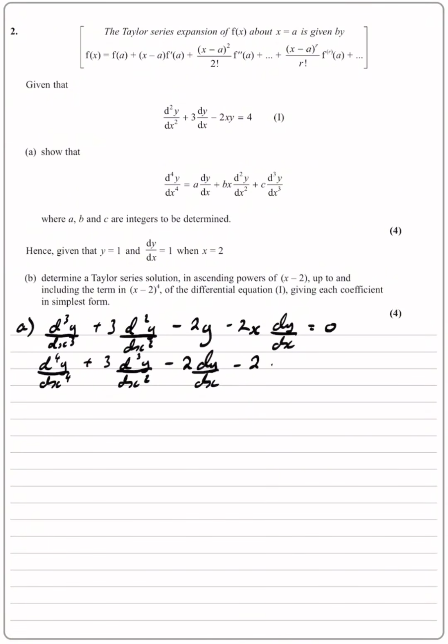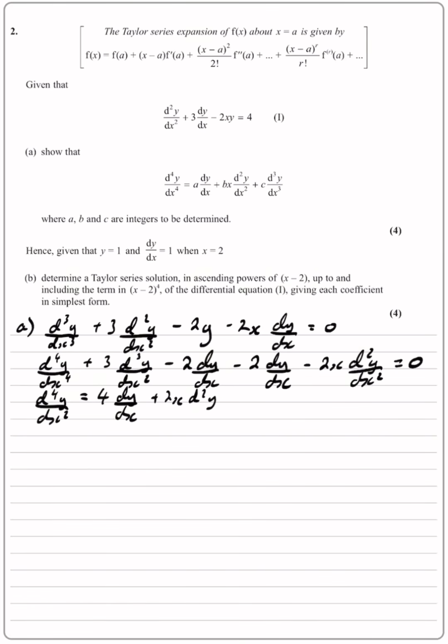All right, question A, all I'm doing is taking the initial differential equation and I'm differentiating it implicitly. So d cubed y by dx cubed plus 3 lots of d squared y over dx squared. To differentiate the 2xy, I use the product rule, minus 2y minus 2x dy by dx equals 0. And then I'm going to differentiate it again. Just carrying out each differential one at a time.